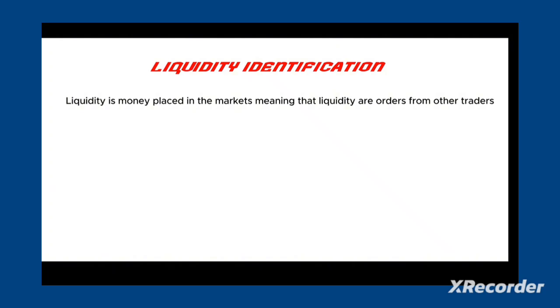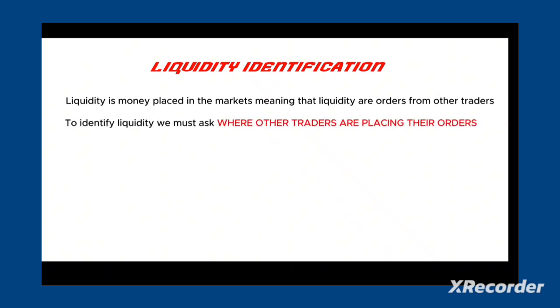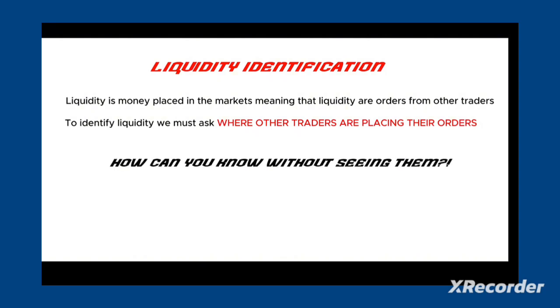And how to identify the liquidity? Well, it's simple. As long as we know that liquidity is other traders' orders, all we need to know is where most traders place their orders, especially orders in the form of stop losses. Some may wonder and ask, how can you know where people place their stop losses if you can't visually see traders actually moving their stop losses?